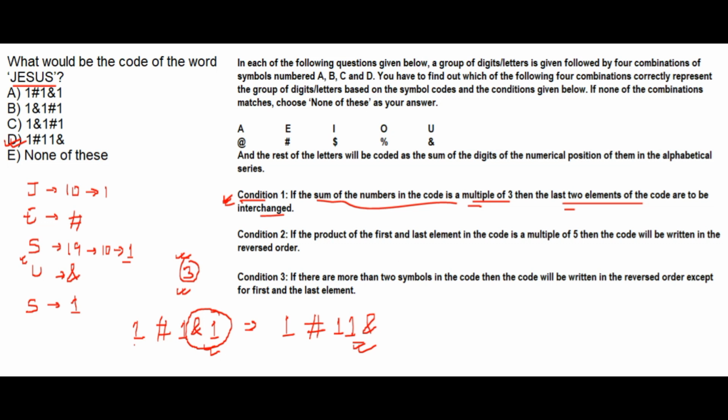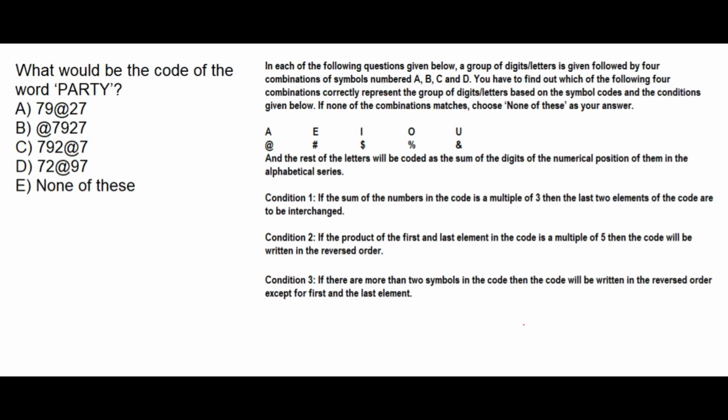Okay, now come to the next question. Question number 3 is asking what will be the code of the word PARTY. So P means what? It will be 16. So 1 plus 6 is equal to 7. A is a vowel, so it will be coded as at the rate. R is what? 18. So 1 plus 8 is equal to 9.